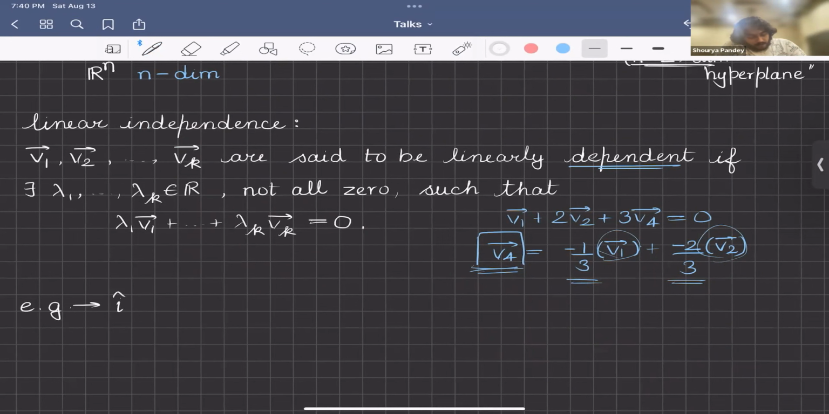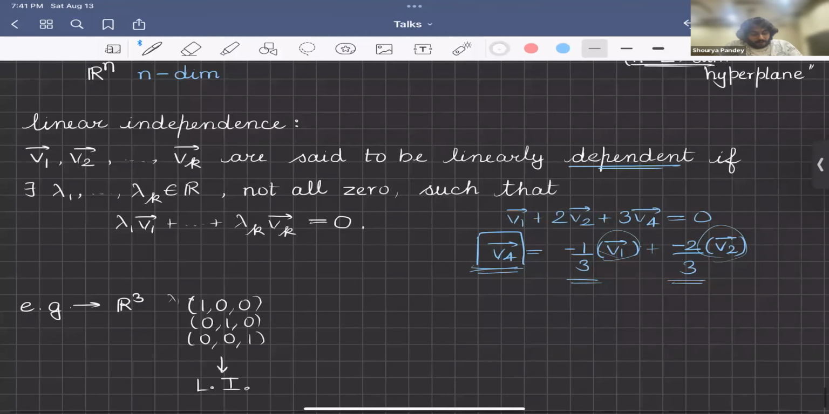So, an example. In R^3, I might say that the set is linearly independent, by which I mean the vectors in the set are linearly independent. But let's not take sets for now. So consider these vectors in R^3. These are linearly independent. Why? Because if I write lambda 1, lambda 2, lambda 3 and the sum is 0, then you'll just get lambda 1 equals 0, lambda 2 equals 0, and lambda 3 equals 0. So these are linearly independent.